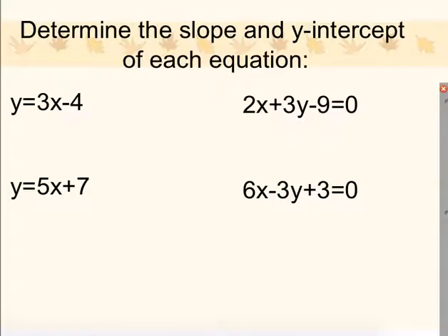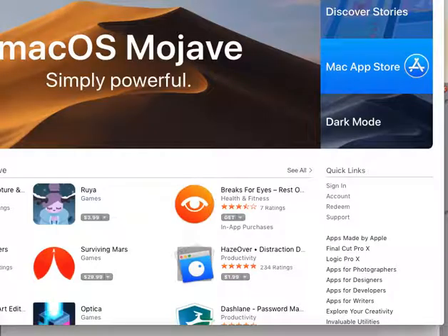So, if we look at each of these equations, we need to determine the slope and y-intercept of each one. Well, the first two on the left are pretty straightforward because they're already in slope-intercept form. We know that because, well, y is by itself.